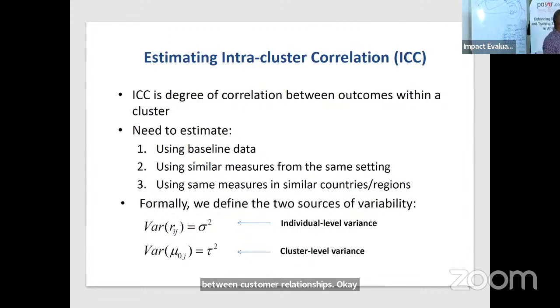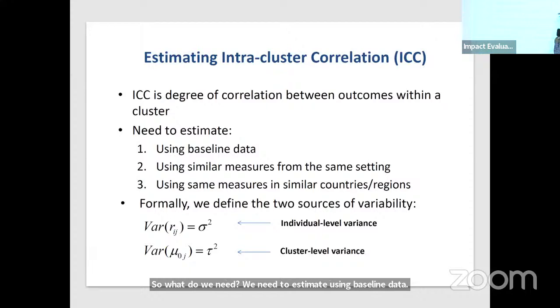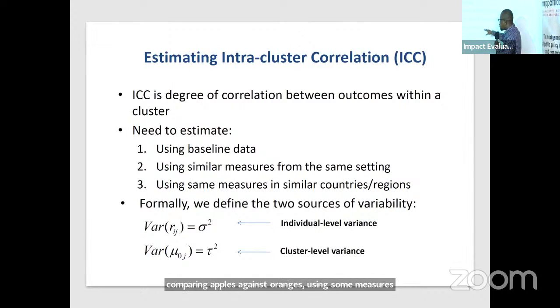Okay, so what do we need to do? We need to estimate using baseline data. We already know that. Using similar measures from the same setting, because you cannot use different data to estimate cluster correlation. It has to come from the same what? Setting. So there is similarity. Otherwise, you'll be comparing apples against oranges. Using the same measures in similar countries or regions. How do we do it formally?